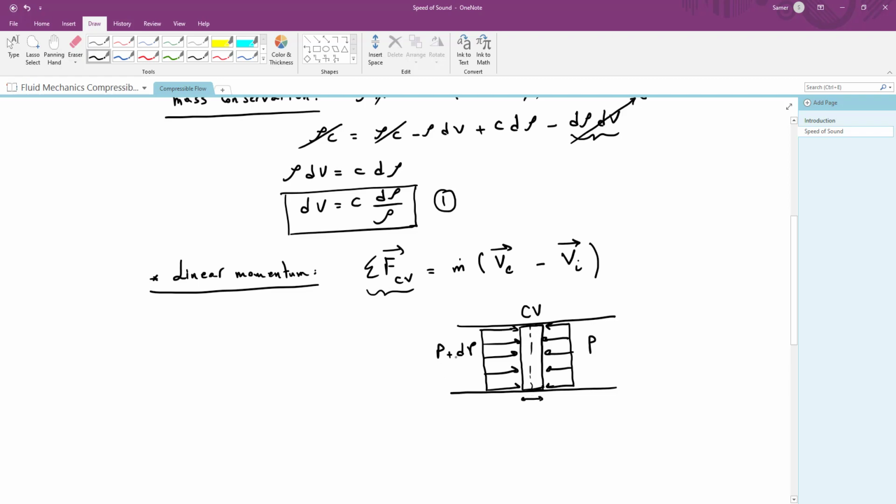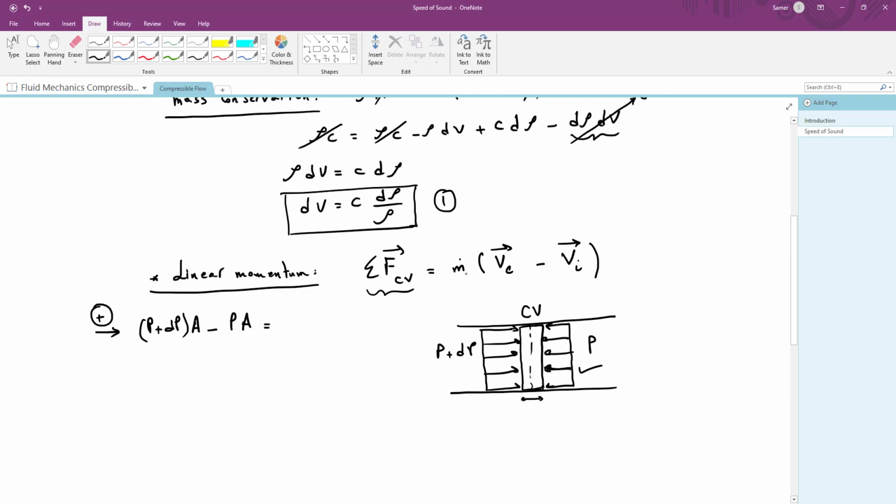Okay. So the only forces acting on this control volume are due to the pressure distribution. Now let's project this equation by assuming that to the right is positive. So we have P plus dP into the area minus the pressure into the frontal area. So why do we have this minus sign? Of course, because the pressure here to the right is acting to the left of the control volume, and we're assuming that to the right is positive.